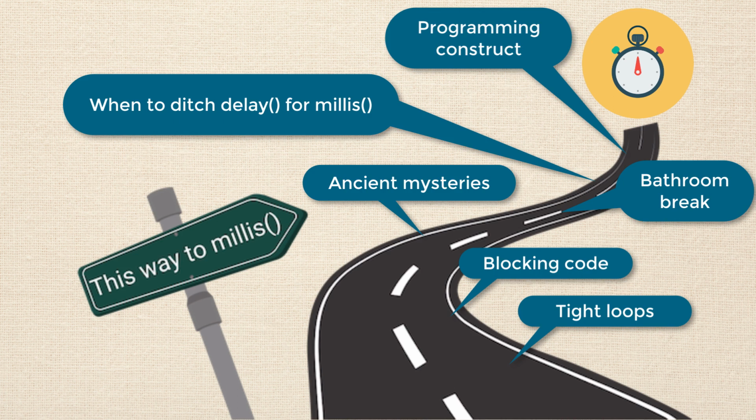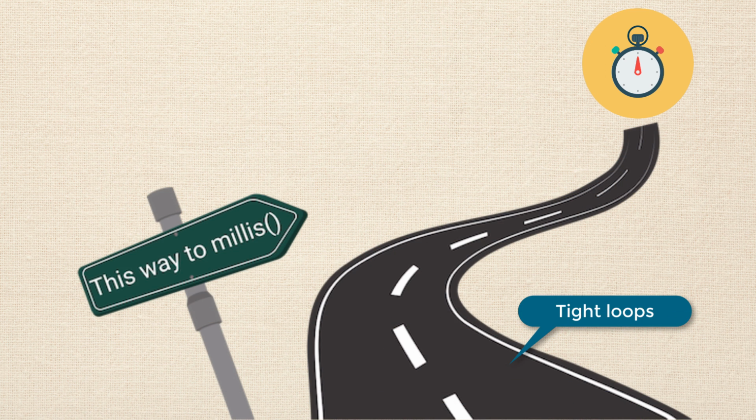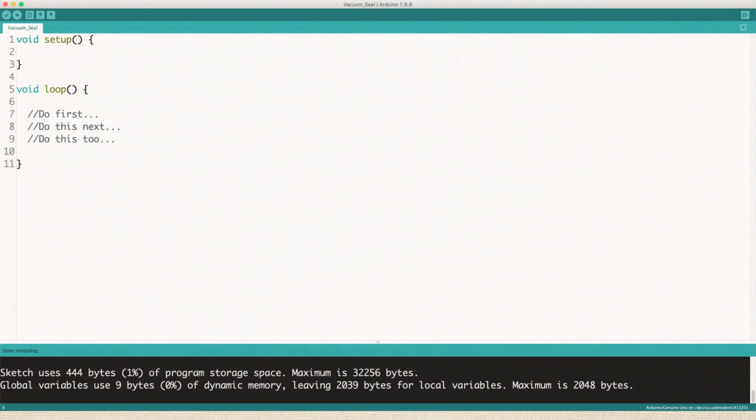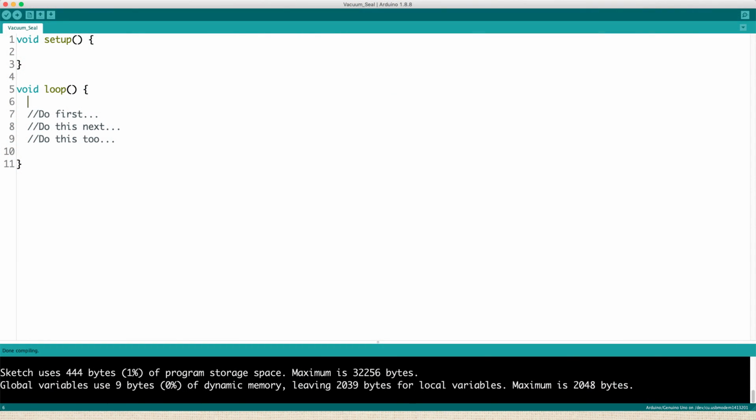So we're going to start with the concept of a tight loop. And when I say a tight loop, what does that mean? Let's take a look at an Arduino sketch to demonstrate what I mean by a tight loop.